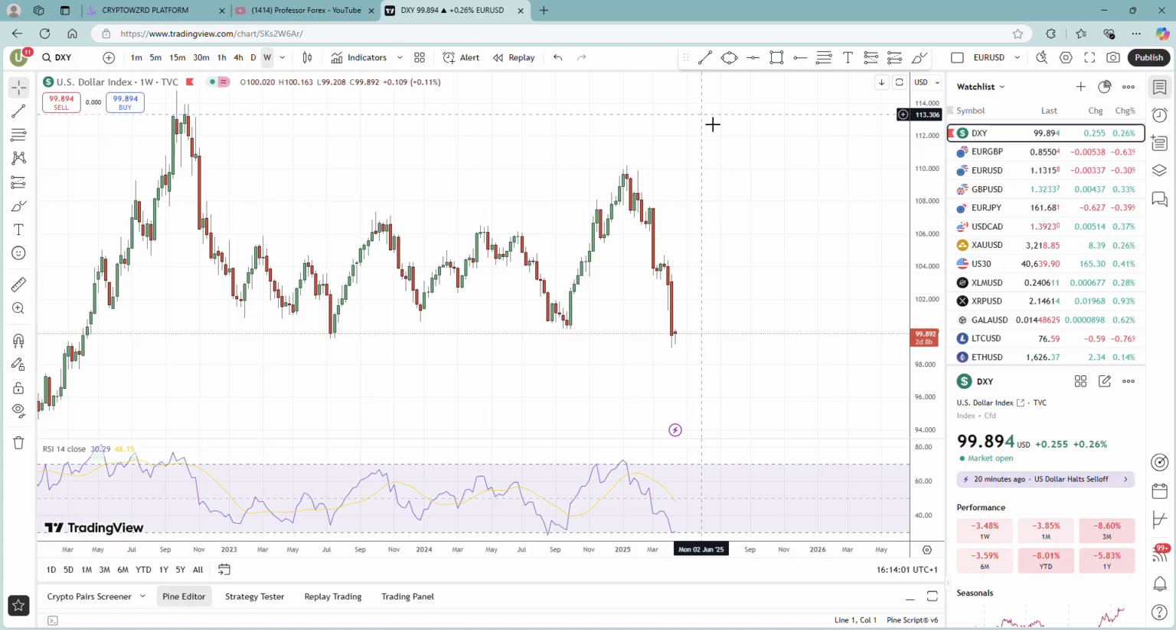Today I'm going to do some Forex daily market analysis. So I always start on the DXY. If you go to tradingview.com, top left corner, if you search for DXY, it's the dollar index.